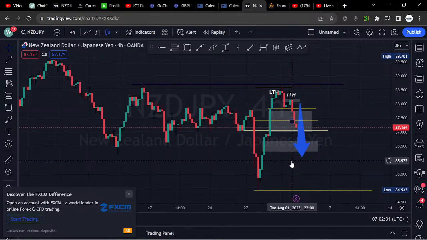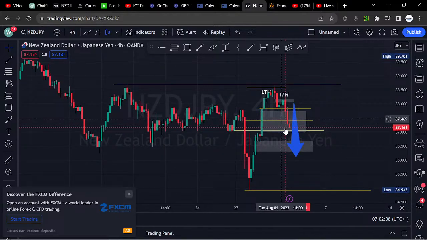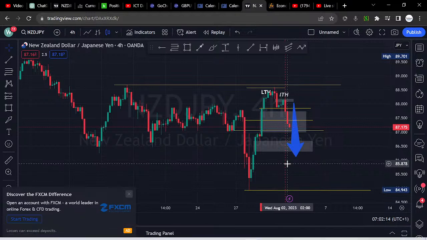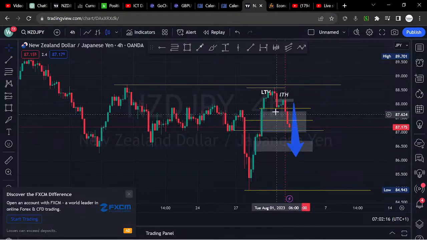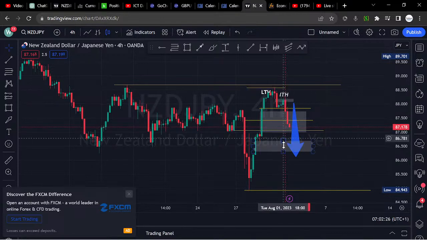This is the time of the news, if I marked that correctly. It was 23:45 my local time. Currently it's 7 a.m. So this is a 4-hour interval of candles, and the 23:45 is within this candle which I marked out.